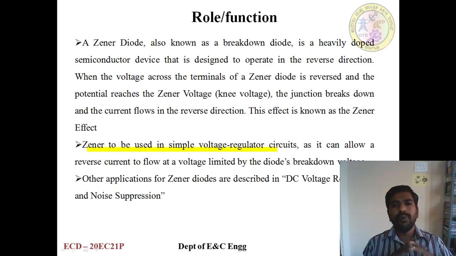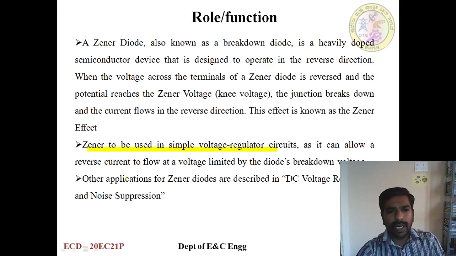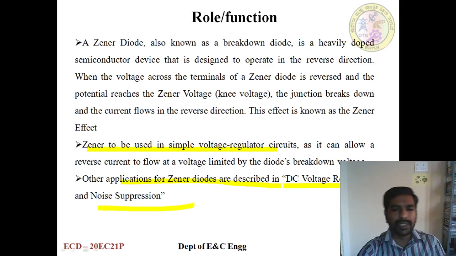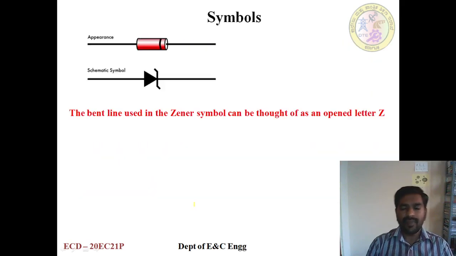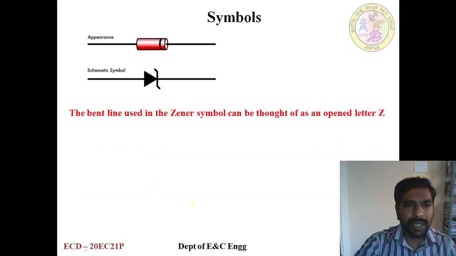Zener diodes can be used in a simple voltage regulator, as they allow reverse current to flow at a voltage limited by the diode breakdown. Other applications of the Zener diode are as a DC voltage regulator and a noise suppressor. This is also going to suppress the noise. Those are the roles they play in applications. And this is the symbol.